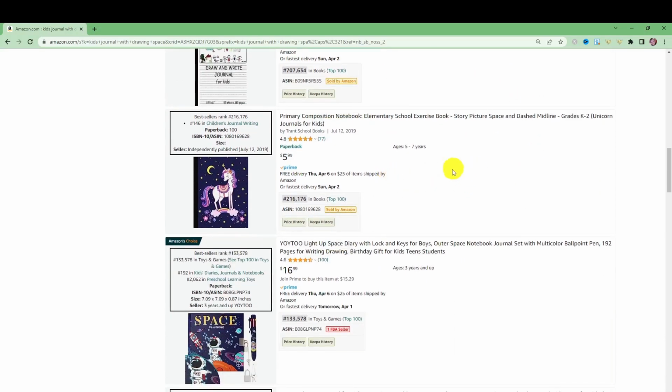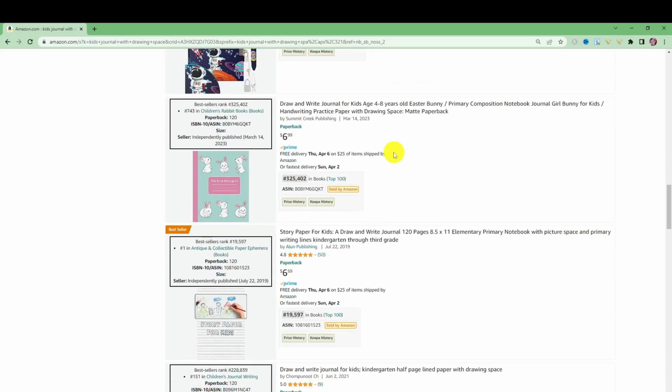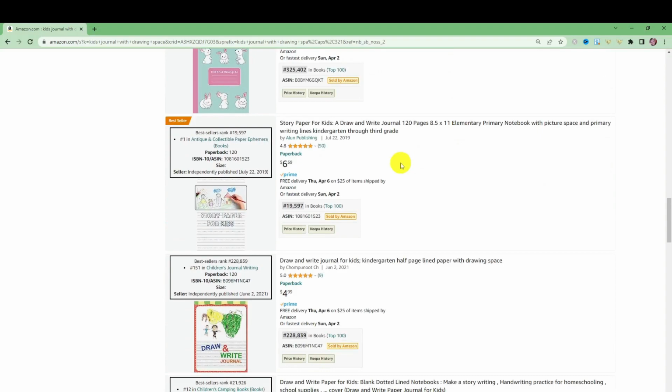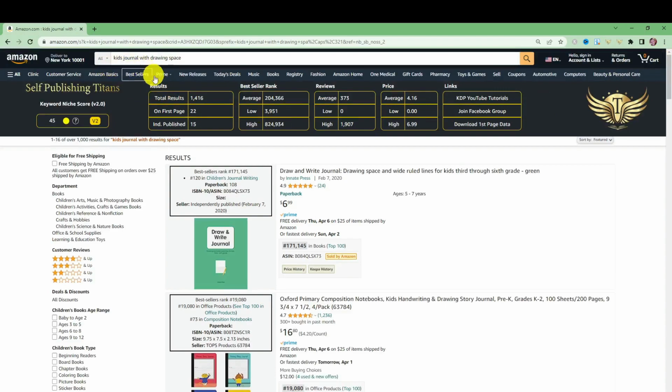This one again is going after the keyword of a notebook. This one is not independently published. This one is Draw and Write Journal for Kids, ages 4 to 8, that's their keyword. This one, Story Paper for Kids, a Draw and Write Journal. So, as we can see, Kids Journal with Drawing Space doesn't seem to actually be used as a title.